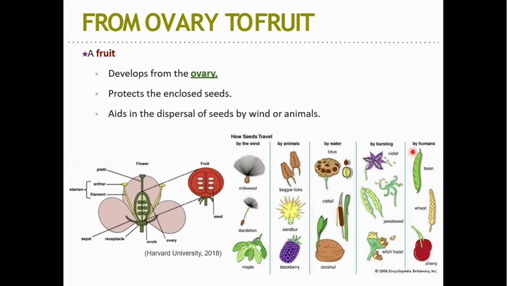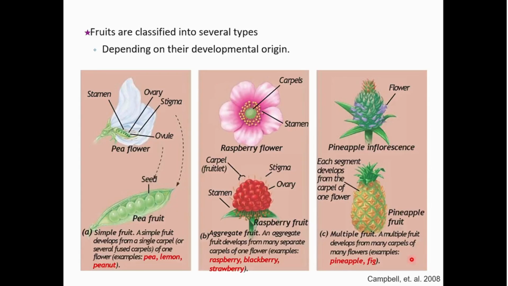Or by humans, for example beans, wheat, and cherry. Usually, if we eat fruit, we throw the seeds. If we throw the seeds on the soil, it may grow into a plant. So fruits are classified into several types depending on their developmental origin. We have three types here.